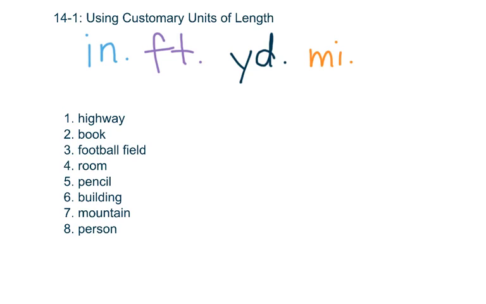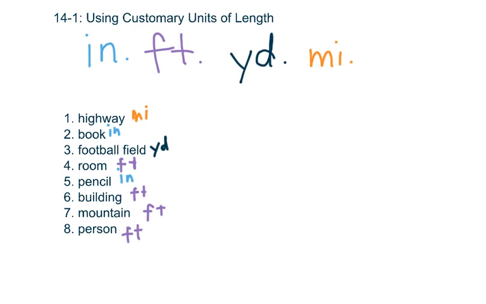So let's think about a highway. A highway would be measured in miles. The length of a book would be measured in inches. A football field is measured in yards. A room would be measured in feet. A pencil would be measured in inches. A building would be measured in feet. A mountain can be measured in feet. And a person would be feet as well.